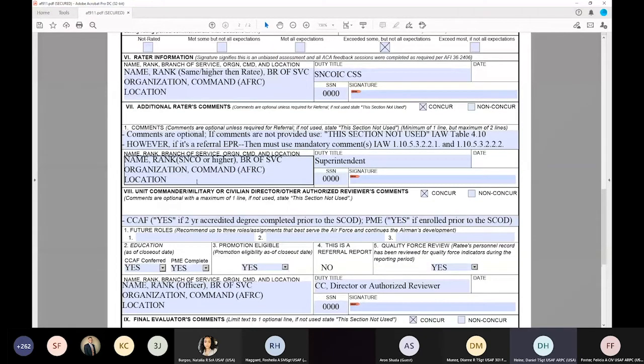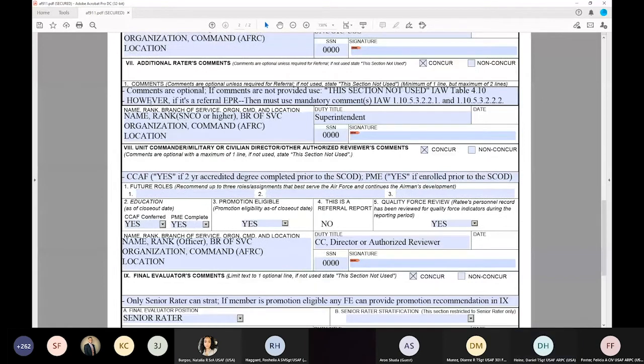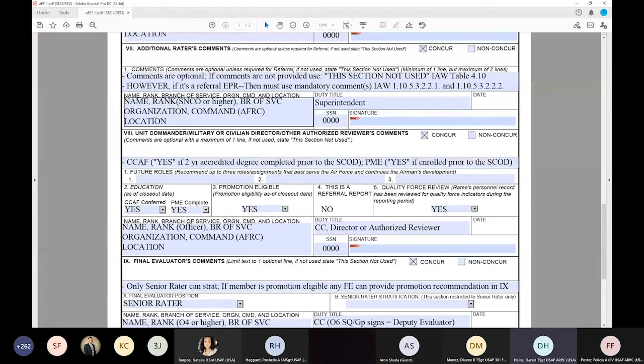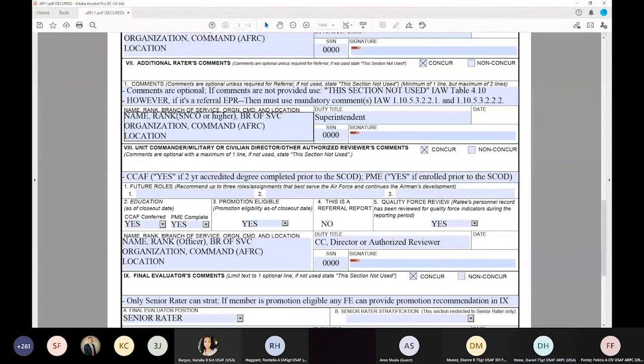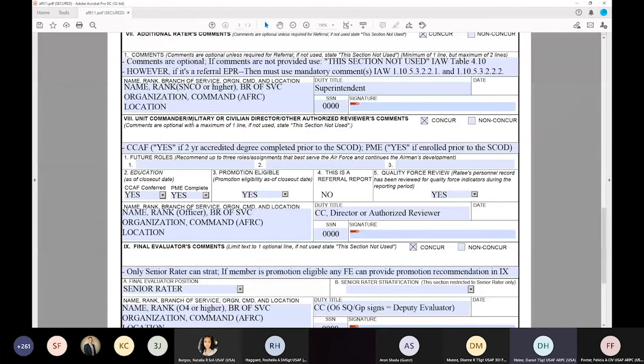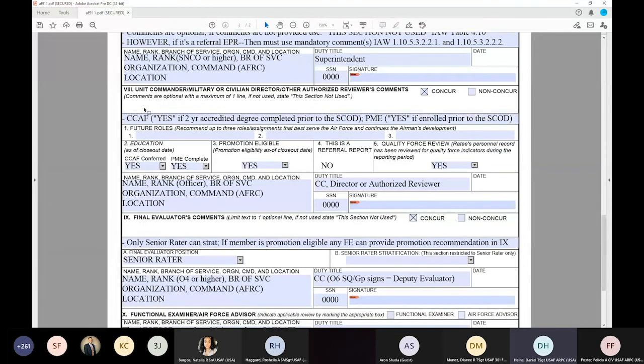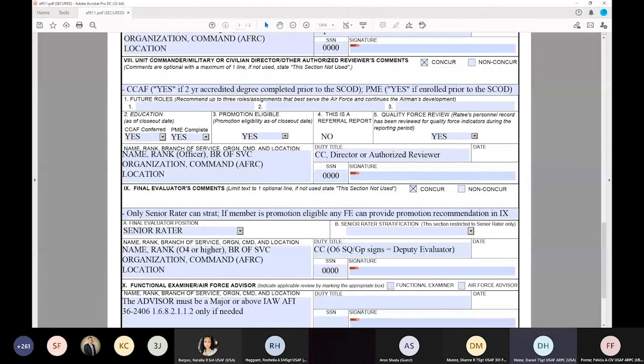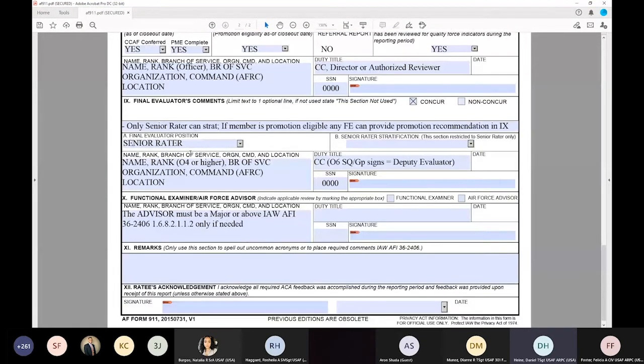So for example, we'll say the rater is the command chief. So the member's command chief will sign as the rater, and then the group commander, for example, is the additional rater. The group commander can then also sign as the unit commander because they meet the qualifications to sign as the unit commander. And then they would also sign as the final evaluator as the deputy evaluator because they meet the qualifications to sign as the final evaluator.